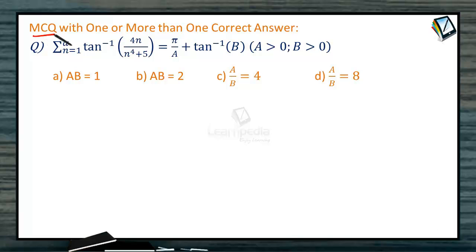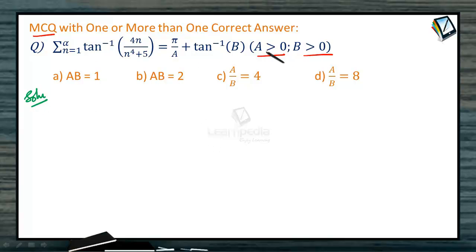Next, let us proceed to the multiple choice correct question. That question is: the sum from n equal to 1 to infinity of tan inverse of 4n by n power 4 plus 5 equals pi by a plus tan inverse of b, where a and b are positive. Next, let us proceed to the solution of this problem.